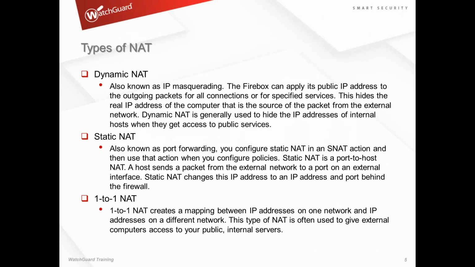So as we talk about different types of NAT, again, we had covered this briefly on our previous slide, but a dynamic NAT is also known as IP masquerading. Again, we're taking those internal resources, hiding those under one public IP address, and the firewall's handling all of that. So the Firebox can apply its public IP address to outgoing packets for all connections or for specified services.